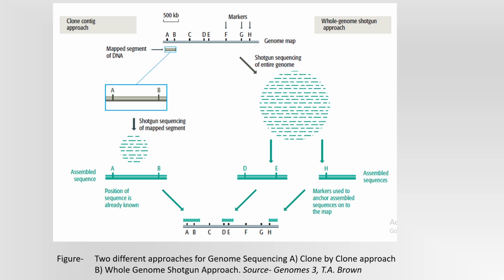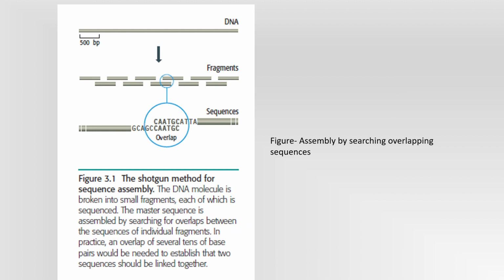It's a huge number of clones, a huge number of sequences that has to be dealt with. That's why we need a framework. Only then can this framework be used for resequencing of the genome, which we will be discussing. Now you can see here how overlaps are mapped. How do you assemble sequences on the basis of overlapping sequences? It is shown here. This we again got from Genomes 3 by T.A. Brown.